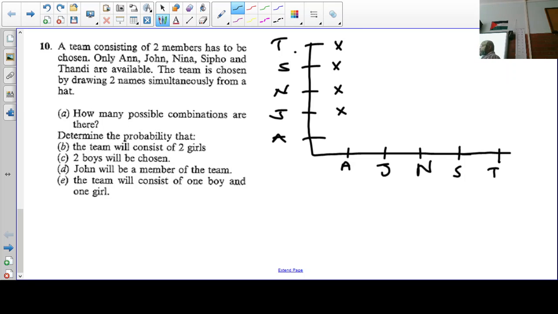When you do a draw again, the options you have could be John and an Anne. Can it be John and an Anne? No, remember, it is done simultaneously. So John and an Anne is the same as Anne and a John. Makes sense? Then it could be a John and a Nina, a John and a Sipo, a John and a Tandi. So that means I have considered already Tandi and John, Sipo and John, and Nina and John. Make sense?